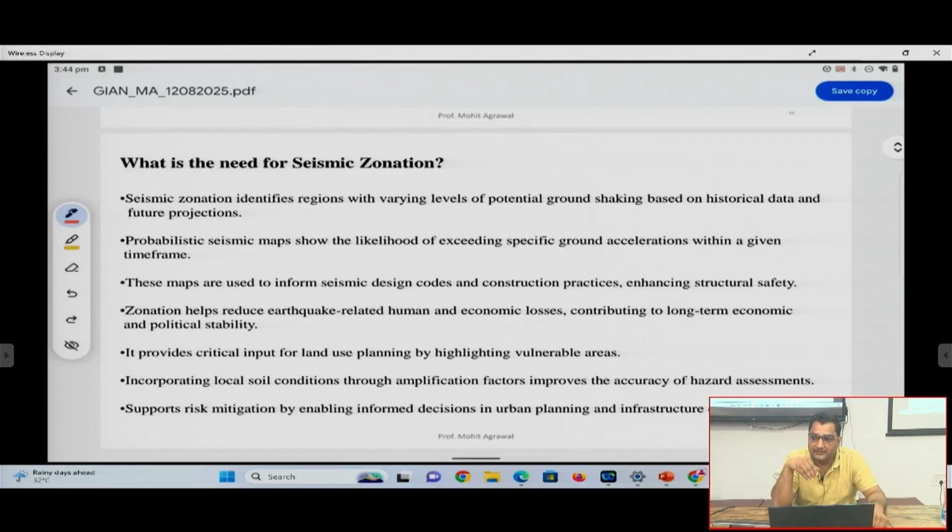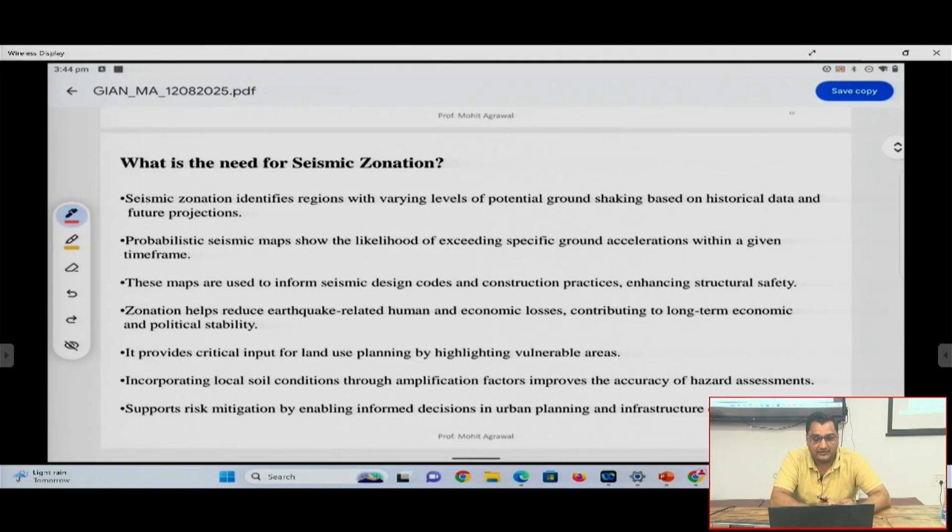Okay, so that is basically, probabilistically, you are saying that in this many years, this particular PGA value in this region is going to be exceeded. Okay, so if you provide this information to your engineers, then they may take that information into account and try to develop their building codes accordingly.